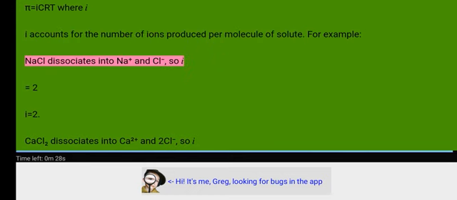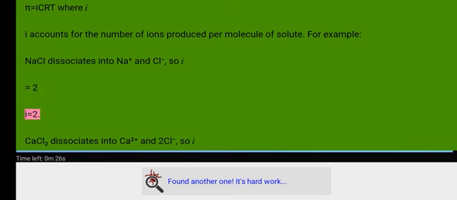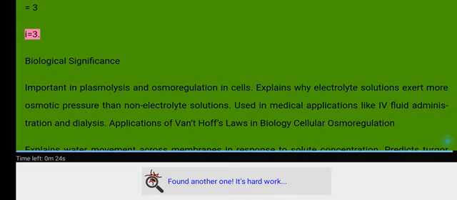For example, NaCl dissociates into Na+ and Cl-, so i equals 2. CaCl2 dissociates into Ca2+ and 2Cl-, so i equals 3.